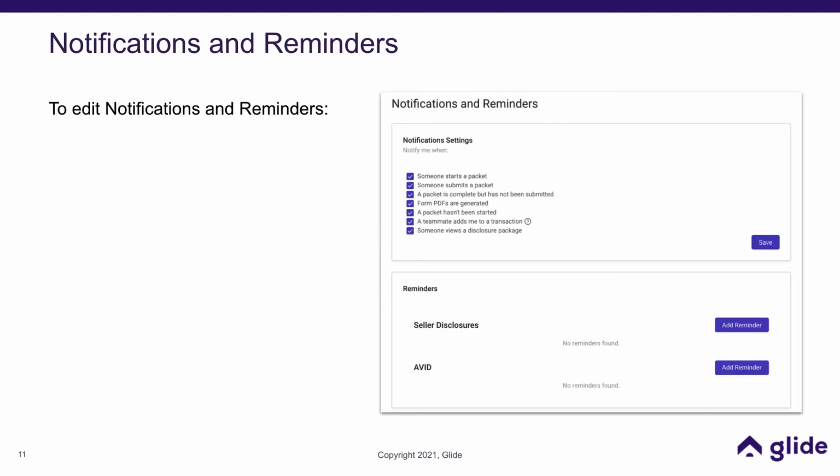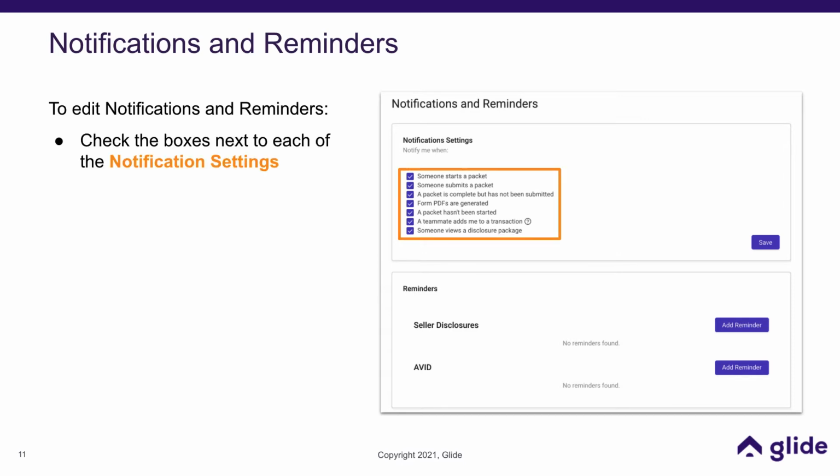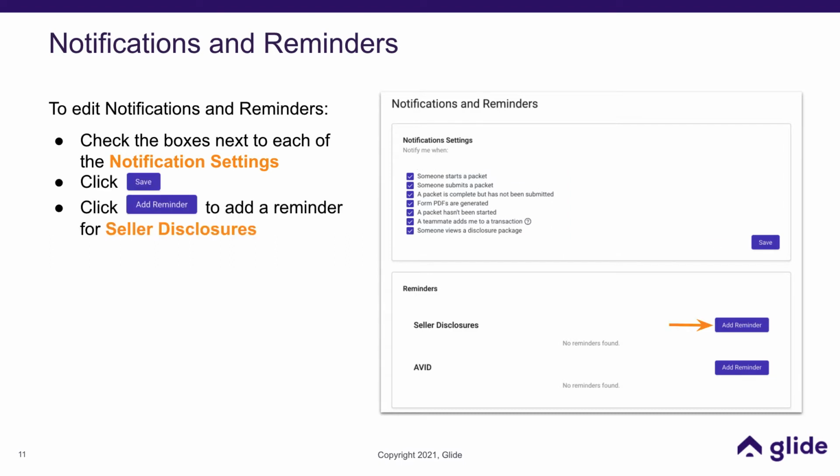To edit notifications and add reminders, you can uncheck any box next to each of the individual notifications. All notifications will be checked by default. If you make any adjustments to the notification settings, click Save. You can also add reminders for your sellers to fill out their disclosure forms by clicking on Add Reminder next to Seller Disclosures. Or you can add reminders for an agent to fill out an AVID by clicking on the Add Reminder button on the bottom.